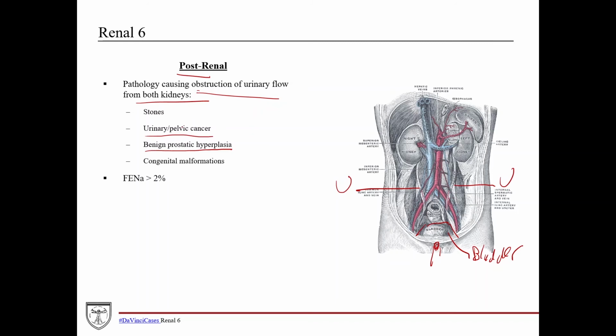Often you'll see this with urinary or pelvic cancers that compress on these structures. You can see it with pretty bad stones, especially if it's on both sides. You can also see it with congenital malformations of this tract that make this individual susceptible to obstruction or even just have a congenital obstruction. FeNA is usually greater than 2% in these patients as well.